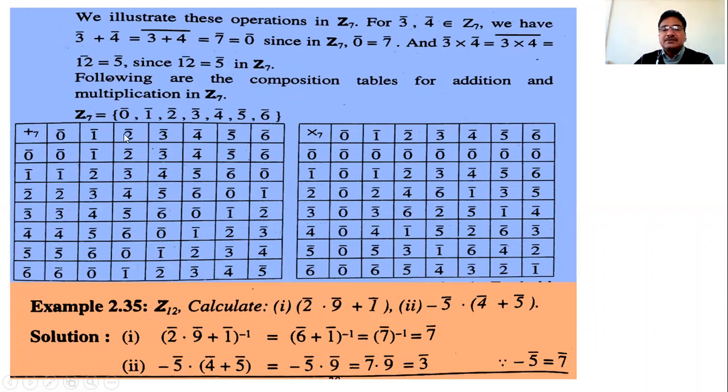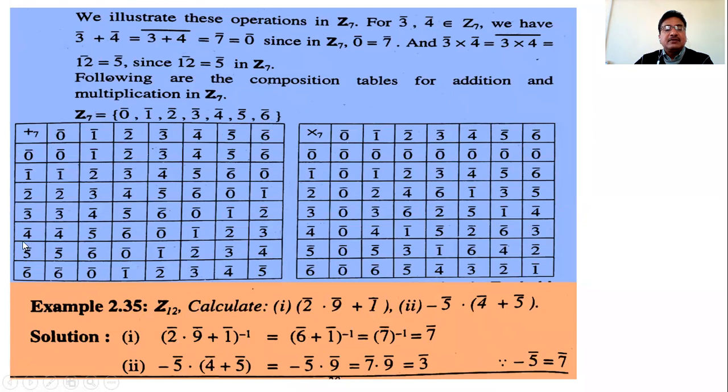So 5 bar plus 5 bar in Z7. This is the Z7 table, but we have to draw the additive table of Z12. So in Z12, minus 5 bar: 5 bar plus 7 bar is 0 bar, because 5 bar plus 7 bar is 12 bar, and in Z12, 12 bar is 0 bar. So the additive inverse of 5 bar is 7 bar in Z12.